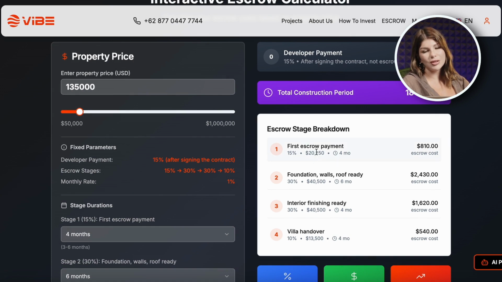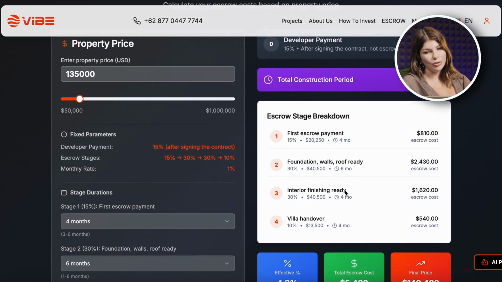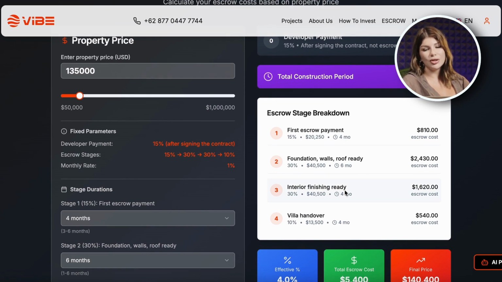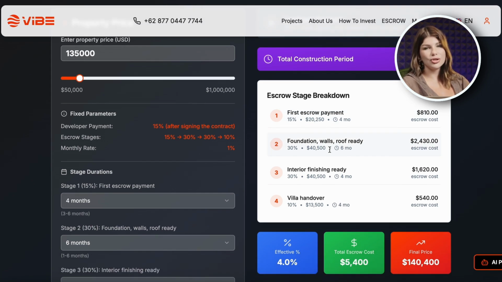That's $20,250. And the cost of escrow is 1% per month and is calculated based on the amount held in the account. Accordingly, we get $810 for the 4-month period that these funds are held in the account.